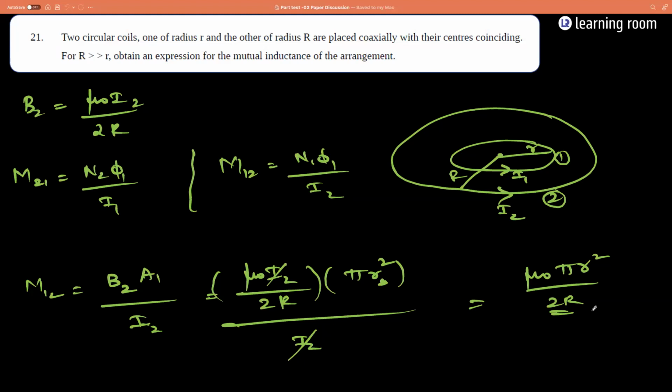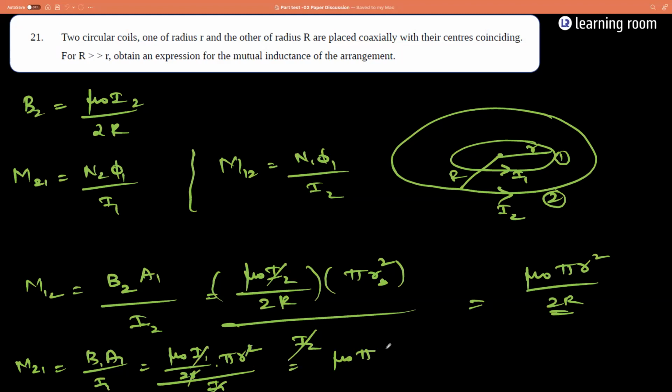Then what about 2 with respect to 1? It will be the same. Let's calculate and see. M21 will be equal to B1 A1 divided by I1. Why did I write B1 A1, not I2? Because whatever magnetic field is generated due to the smaller coil will be the same magnetic field associated with the bigger coil also, I mean the flux. So B1 is going to be how much? Mu naught I1 divided by 2 small r, into pi r square, divided by I1. I1 and I1 will get cancelled. Small r and small r will get cancelled. It will be mu naught pi into small r divided by 2.